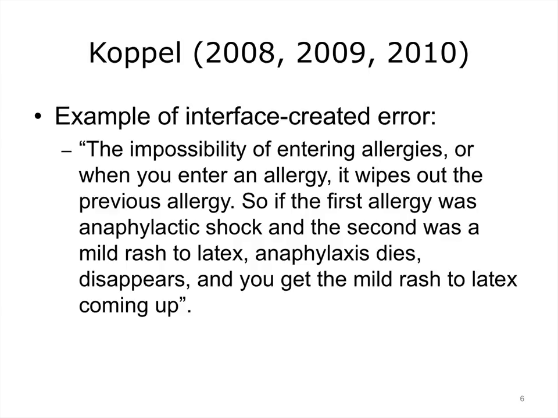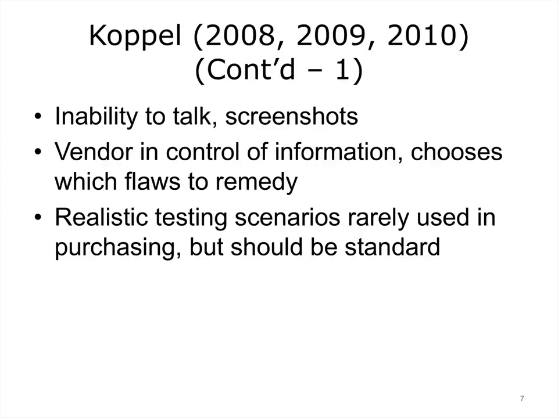Examples of interface-created errors are: allergies were impossible to enter, or when one is entered, it erases the previous allergy. So if the first allergy is anaphylactic shock, a very serious, potentially life-threatening reaction, and the second is a mild rash allergy to latex, the anaphylaxis alert disappears. Vendor contracts prohibiting communication about their products means vendors may be in control of information and vendors choose which flaws to remedy. Realistic testing scenarios are rarely used but should be standard.